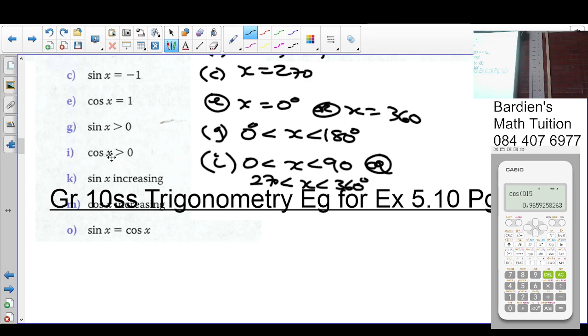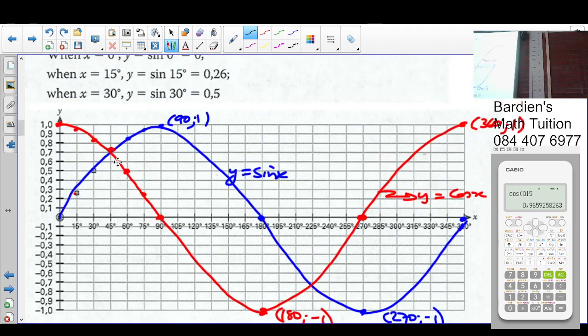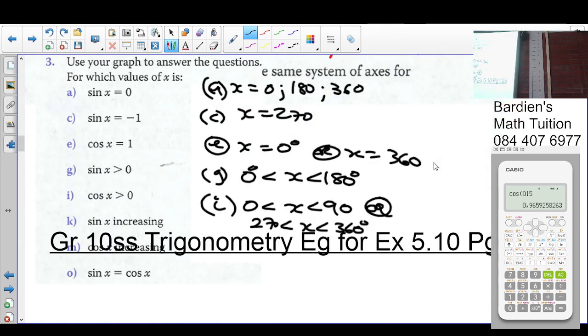Okay, I, where is cos of x greater than 0? Can you see at 0 it is also greater than 0? Whereas 90 is equal to 0. At 270 it is equal to 0. At 360 it is greater than 0. So that means to say it's including that 0 and that 360. I'm not sure if the textbook answered it like that as well. But if you probably left it out in this exam, I wouldn't penalize you much.